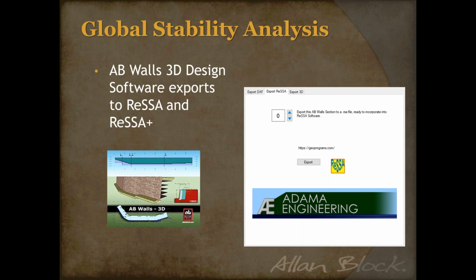It's created by Adama Engineering, and what AB Walls is capable of doing is exporting your section design to RISA, and so that way it'll do all of the geometry that you've already done in AB Walls: height, grid lengths, slopes, surcharges, depths of burial. All of that will be imported into RISA. So all you have to do is maybe make a couple of minor tweaks, confirm what's been put in, and run the analysis and see what's going on.